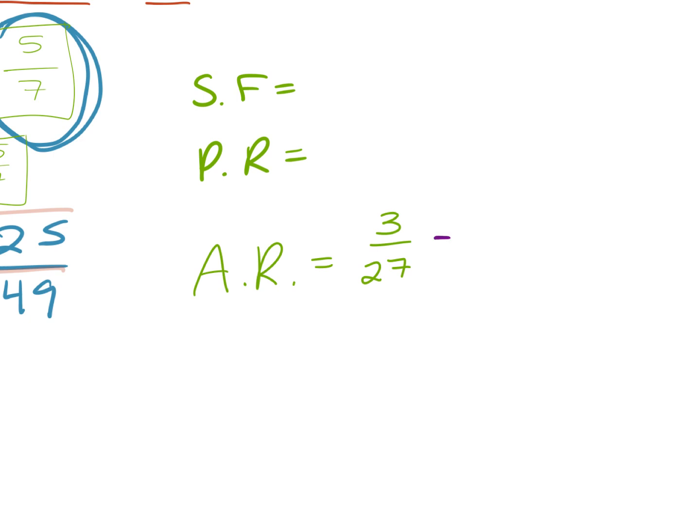So 3 to 27 is 1 to 9. Okay, so 1 to 9 is your area ratio. So you're going to square root to get up here. Square root of 1 is 1. Square root of 9 is 3. What's your perimeter ratio? 1 over 3. Okay? You good? Does that make sense? Okay.